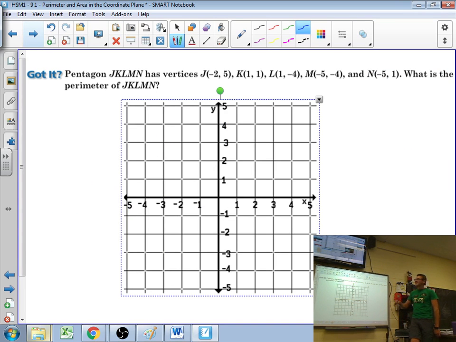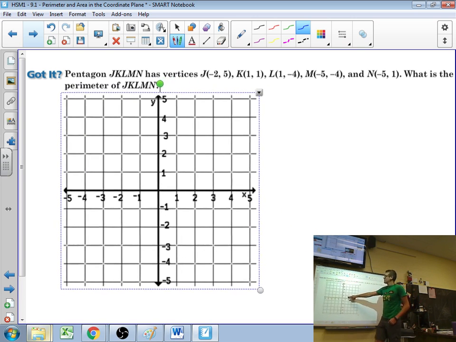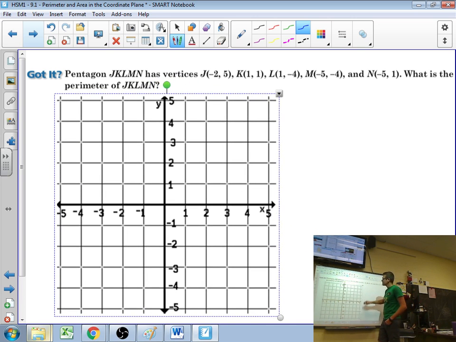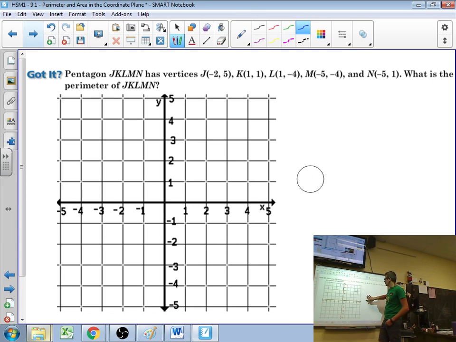All right. So go ahead and put this JKLM on the coordinate plane and try to find that perimeter. I'm going to try to not say anything else until I have it. You should pause the video and try this at home.